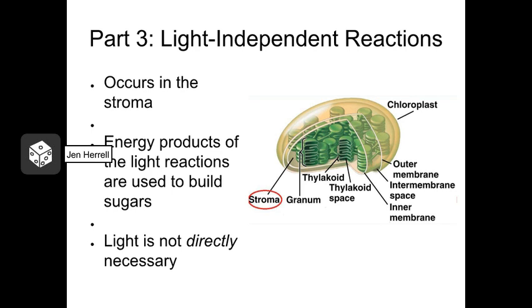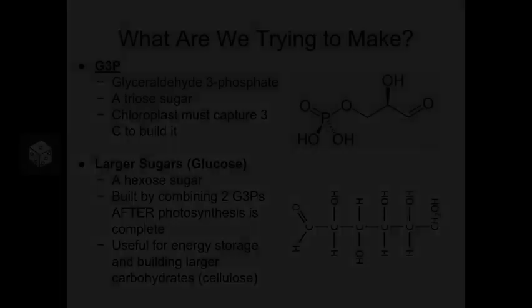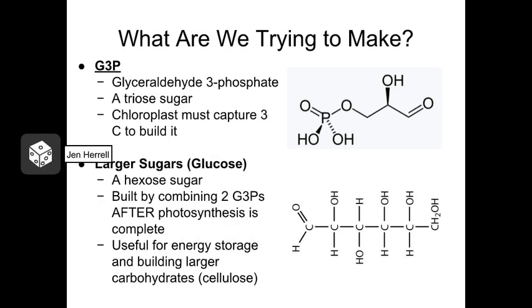The enzymes that catalyze the dark reactions, also known as the light-independent reactions, are out in the stroma of the chloroplast. So we're not on the thylakoids anymore. Now we're out here in this thick liquid. What we're actually trying to make through the synthesis part of photosynthesis are sugars. Now, we're not going to start out by building the big sugars. We need to build small sugars first, and then we can use those little sugars to make the bigger ones.